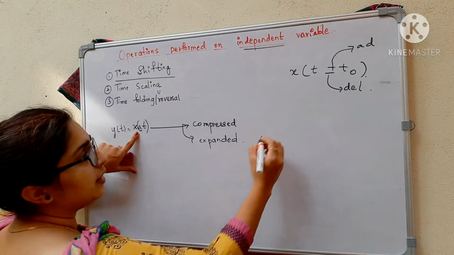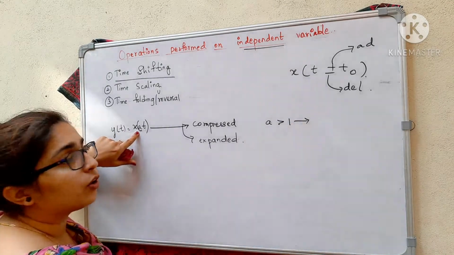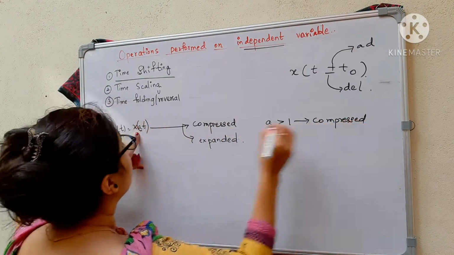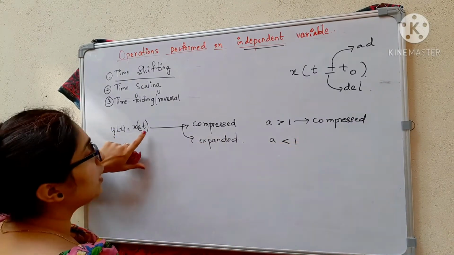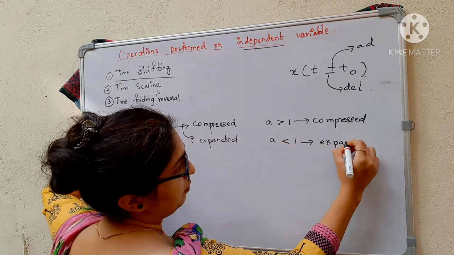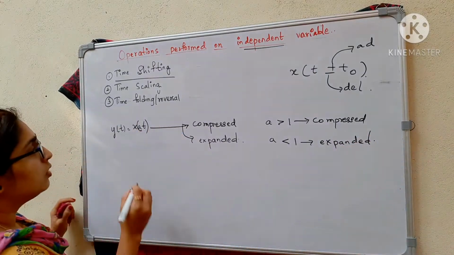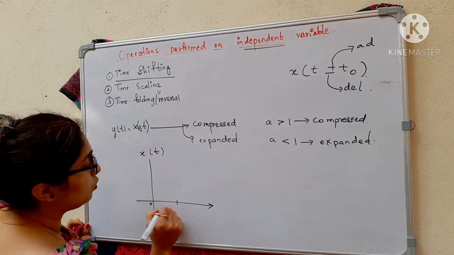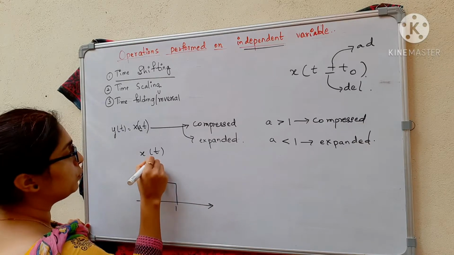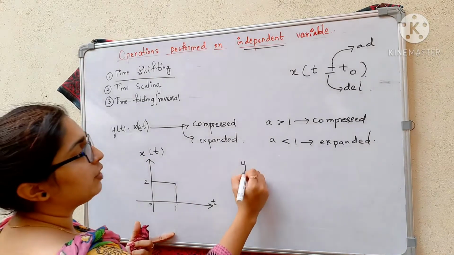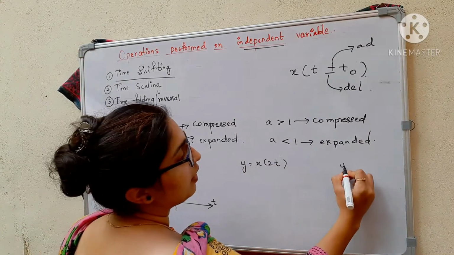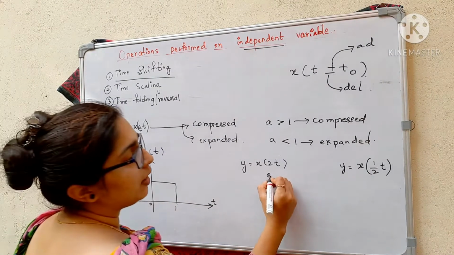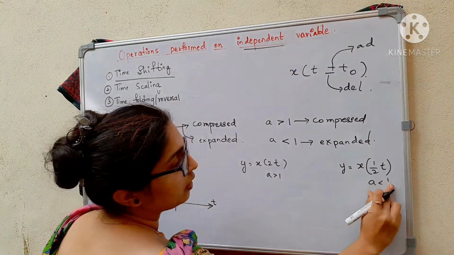So if a is greater than 1, then you will be getting the compressed version. If a is less than 1, then you will be getting the expanded version. So x of t, I'll consider a signal here, 0 to 1, the same thing I'll consider 2. Now I have to find y is equal to x of 2t and y is equal to x of 1 by 2t. So here a is greater than 1. Here a is less than 1.